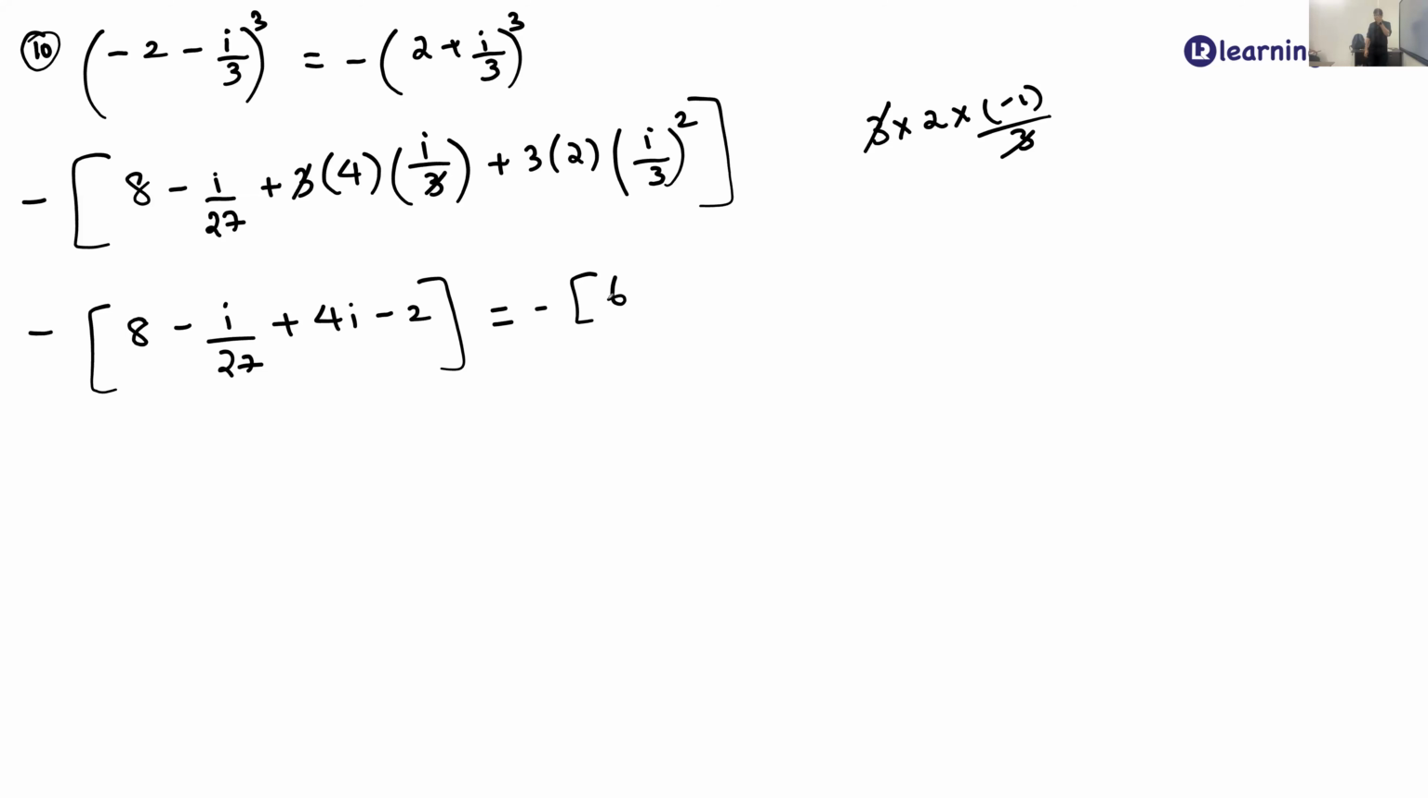27 fourths is how much? So it's going to be 108. So 108 minus 1, it's going to be plus 107i, the whole divided by 27. So what is going to be the final answer? It will be minus 6 minus 107 divided by 27 times i. Is that clear?